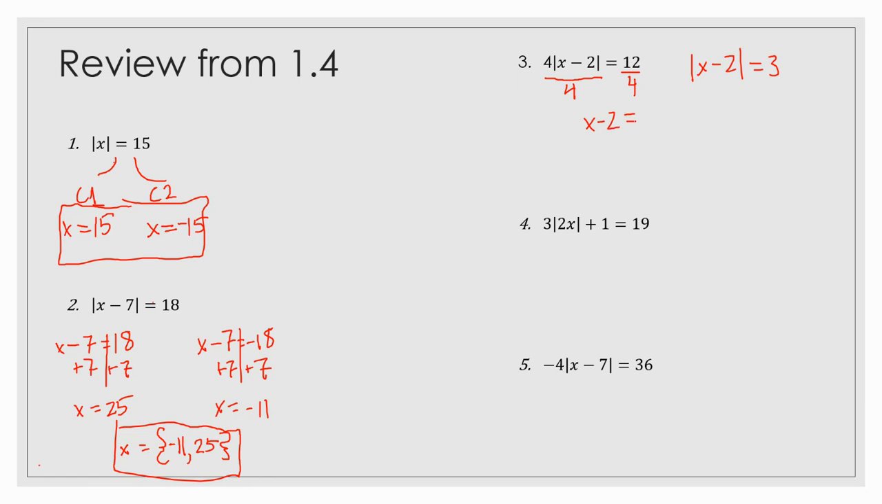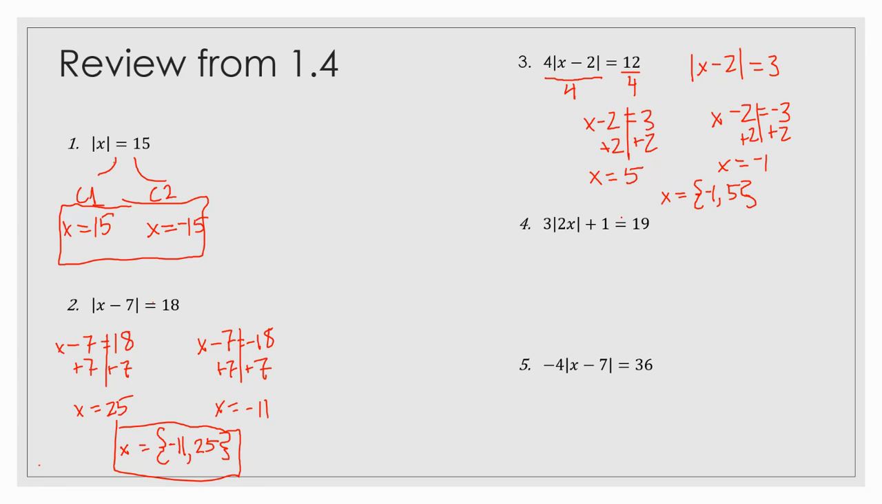X minus 2 is equal to positive case. X minus 2 is equal to negative case. Great. Now I solve for x in each case. I'm going to go ahead and add 2 to both sides here to inverse that. And I get x is equal to 5. Here I'm going to do plus 2, and I get x is equal to a negative 1. My solution set is negative 1, comma 5. Okay, go ahead and try problem 4.